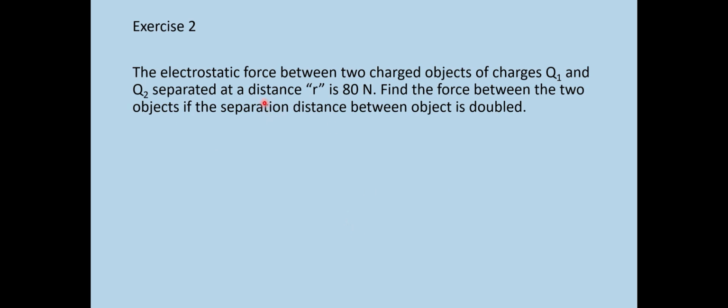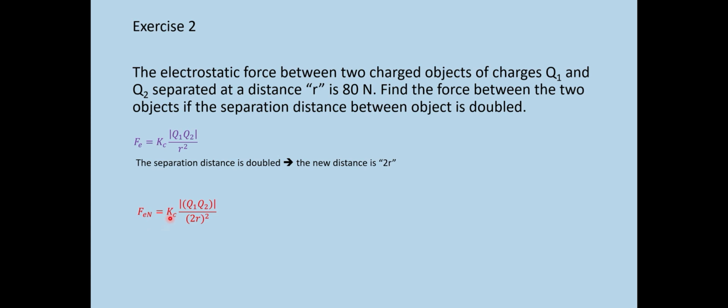Another exercise. The electrostatic force between charged objects of charges Q1, Q2, separated at the distance r, so we have the same initial conditions. The force between them is 80 newtons. Find the force between the two objects if the separation distance between them is doubled. The original formula from Coulomb's law, Kc Q1 Q2 over r squared. If the separation distance is doubled, it means that the new distance is 2r.